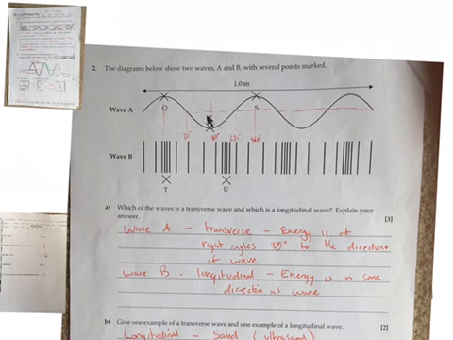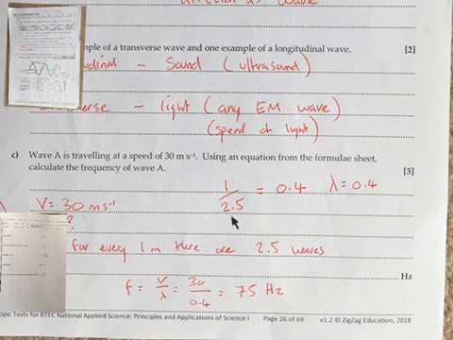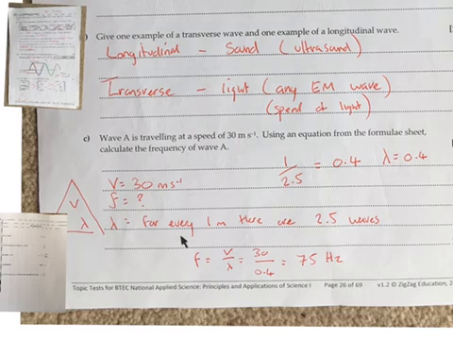Well, I've drawn a little line in there. I don't know if you can see. So I've got 1, 2, 2.5 waves. So for every meter, I've got 2.5 waves. So how many times does 2.5 go into 1 meter? It's going to be 0.4 is my wavelength. And that kind of makes sense there. Because if you times that by 2.5, because there's 2.5 waves, each wave is going to be 0.4 meters. So now I've found my wavelength.